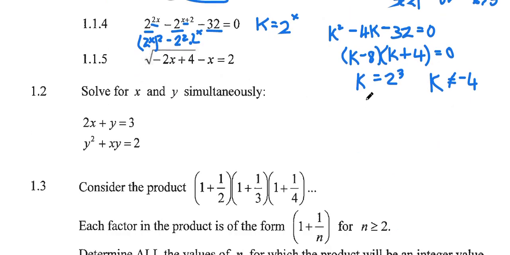We need to substitute back k, which is 2 to the x, equal to 2 to the 3. We need to make our bases the same, therefore we can say our exponents are equal. We can therefore say x is equal to 3. And that is our only option, because we cannot have 2 to the x equal to a negative number.